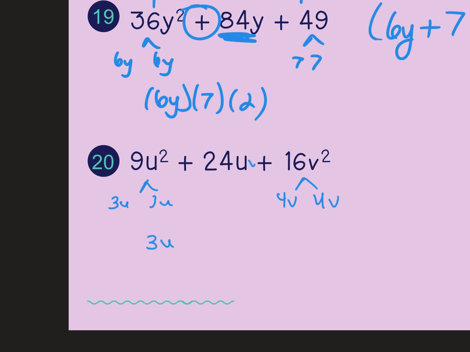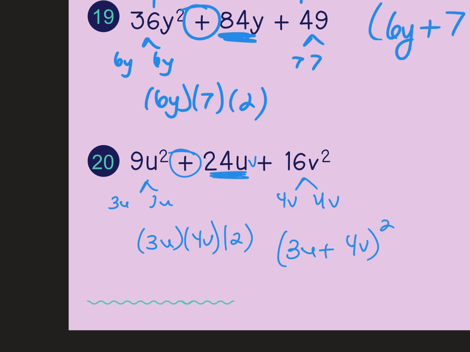3u, oh, there should be a v here. 3u times 4v times 2. What is 3u times 4v times 2? What's 3 times 4? 12 times 2? 24. Stick a u and a v there. Is that what we have right there? Yes. So what does your parenthesis look like? 3u in the front, 4v in the back. What sign in the middle? Plus. And then we're going to do what? Square it. Okay? Good.